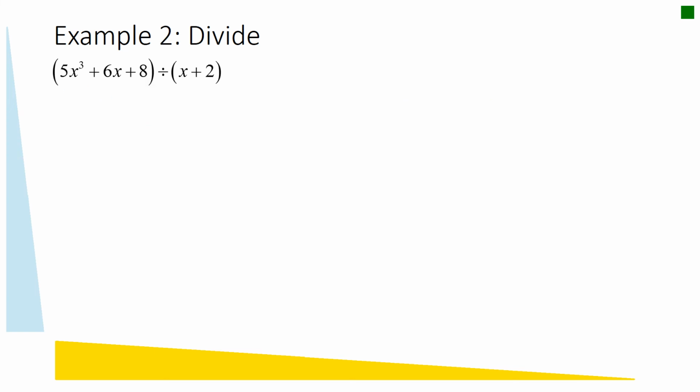Let's go ahead and do one more. We've got 5x cubed plus 6x plus 8 divided by x plus 2. So what goes in my box is negative 2. And the coefficients of this, it's already in descending order, are 5. And that's an x cubed, but here I don't have an x squared. So I have 0 for that coefficient. And then I have a 6 and an 8. I'm going to put my line here.